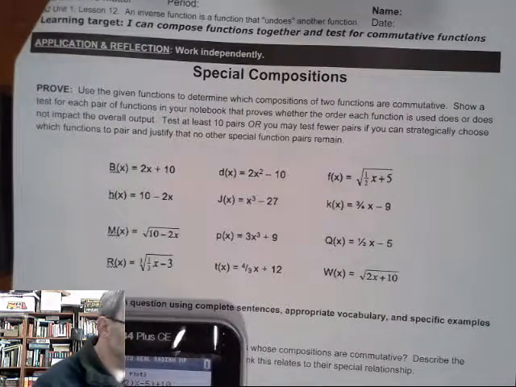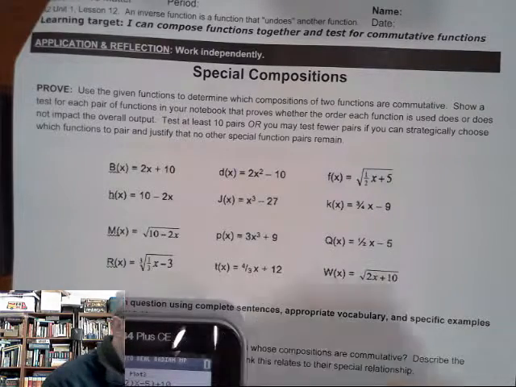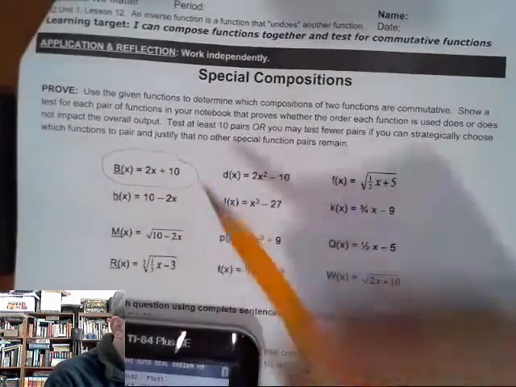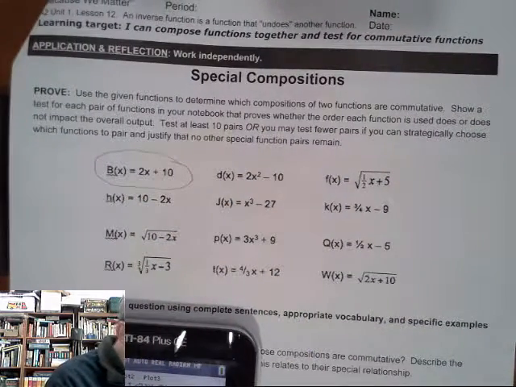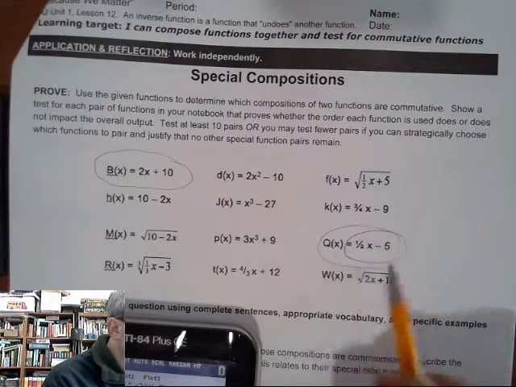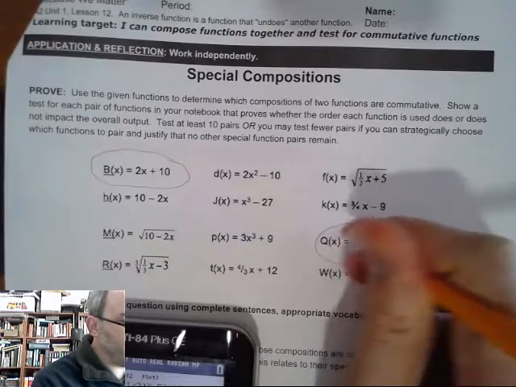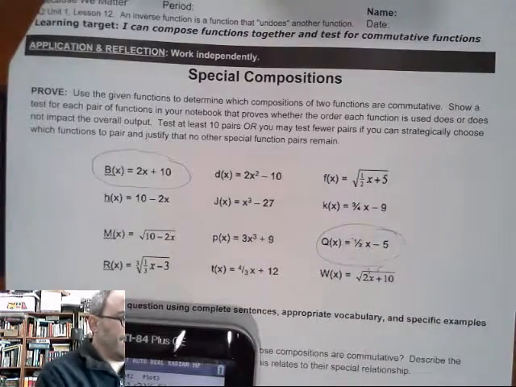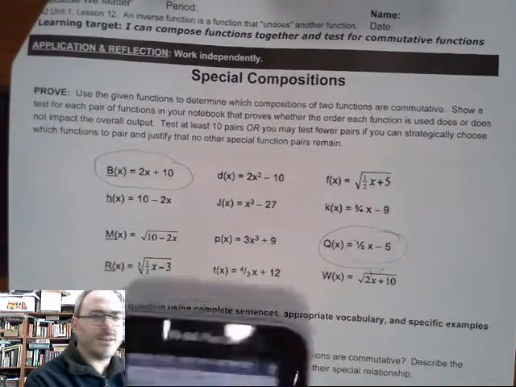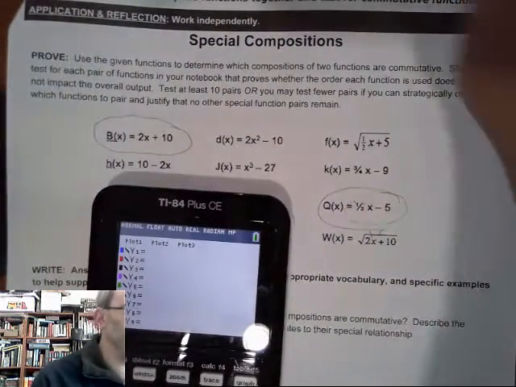So what two functions did I think were inverse of each other? I thought 2 times x plus 10 was the inverse of 1/2 x minus 5. So I thought these two would be commutative, and here's how I tested it. I'm actually going to delete everything I've done here on my calculator so you can see my process of testing these functions.